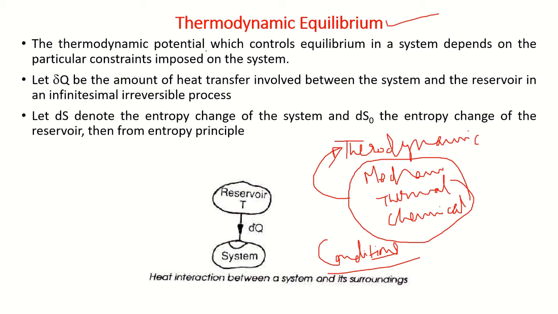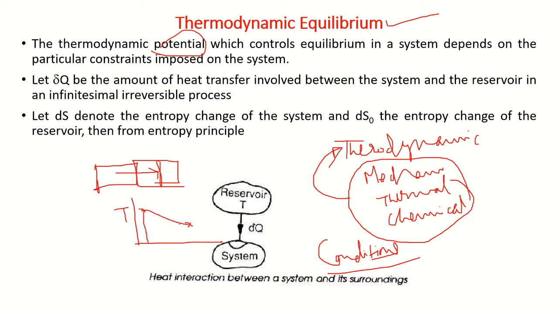So the thermodynamic potential is a very interesting thing. Suppose there is a hot body here and a cold body here, heat will flow from here to here because there is a thermal gradient. This body is at this temperature, the other body is at this temperature. There is a gradient existing. This is what we call the potential. T1 minus T2 exists. That's why the heat flows.